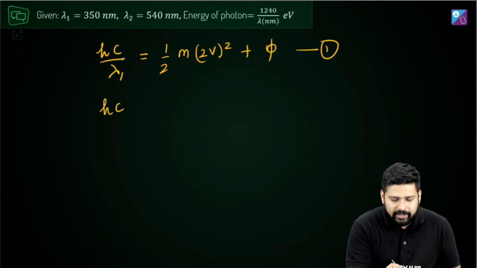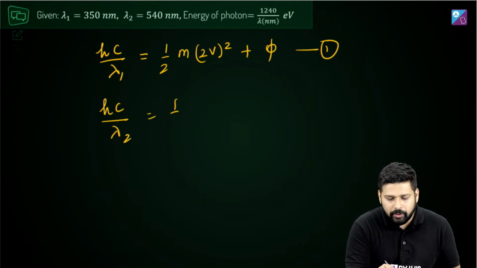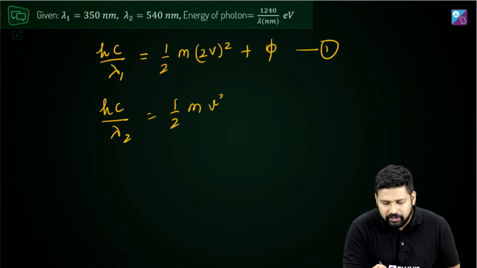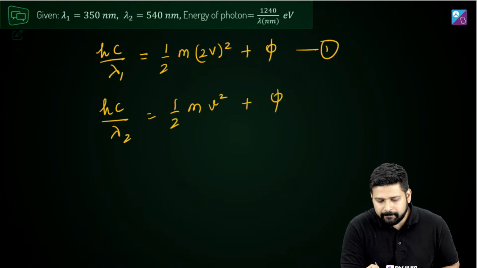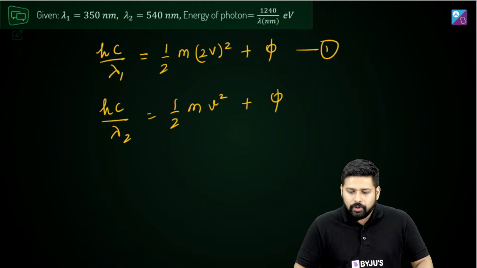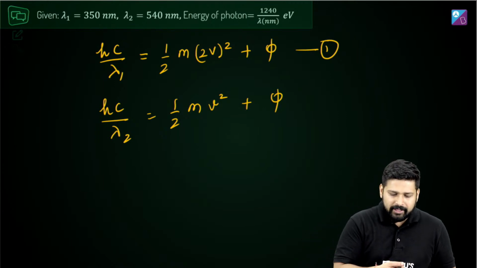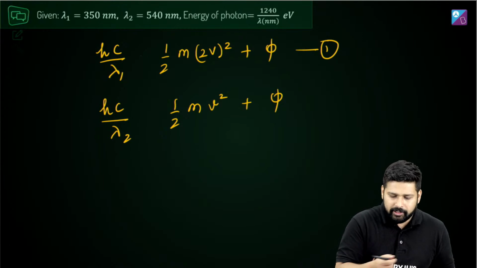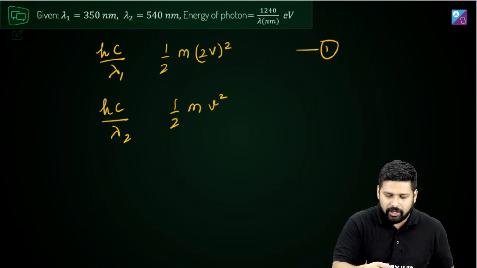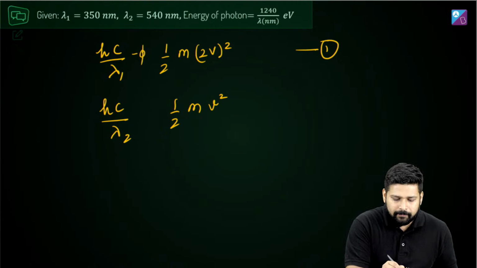What will it be for the second? hc by lambda 2 is equal to half m v squared plus phi. Correct. Okay. Now if I take this phi on the other side, how is it going to look? I'll just readjust things, okay? This will be minus phi.